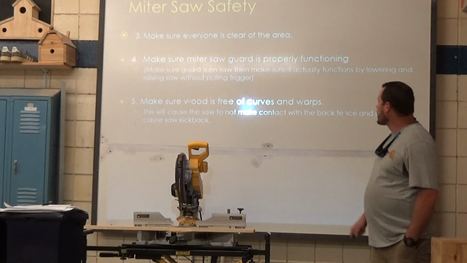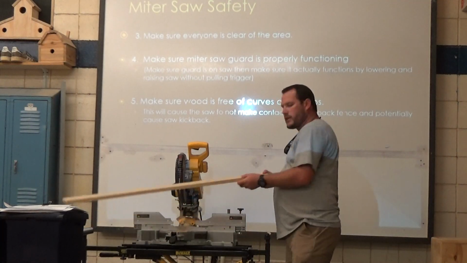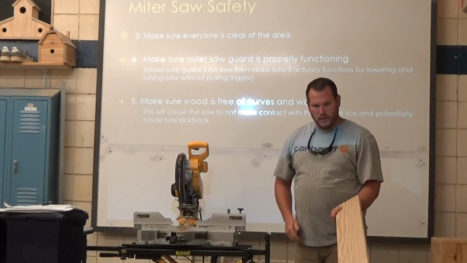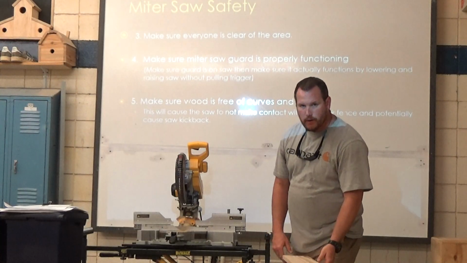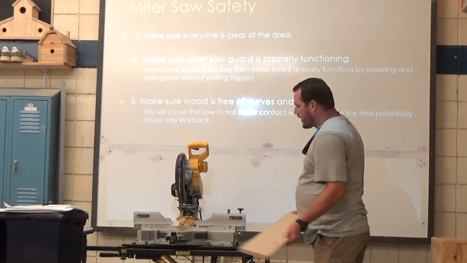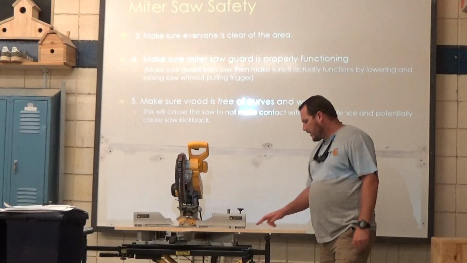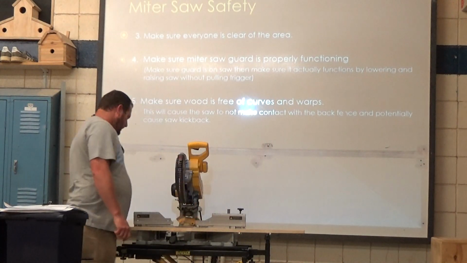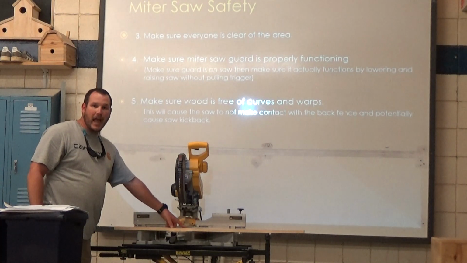Number 5, make sure the wood is free of curves and warps. This piece of wood is actually a pretty good straight piece of wood. If you look down both sides, it's pretty straight. It doesn't have any knots, nails, anything like that. We do have wood, however, that you get and it does this. And if it is extremely warped, and by extremely I mean, if it's touching the fence here, and it's touching the fence over here, you end up with a gap of, let's say, maybe a half inch over here.